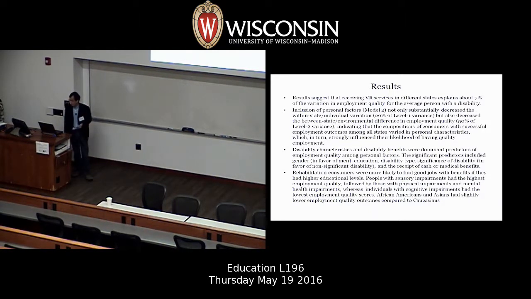We then put personal factors into our regression analysis, and we find that personal factors decrease within-state variations. That means, in any given state, your personal characteristics account for variation in outcome. For example, if you are white, you actually do better, okay? If you have a sensory disability, you do better than people with, say, psychiatric disabilities, in terms of quality of employment outcomes, okay?